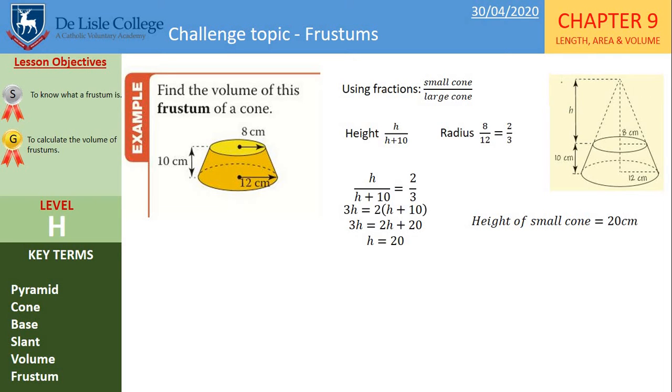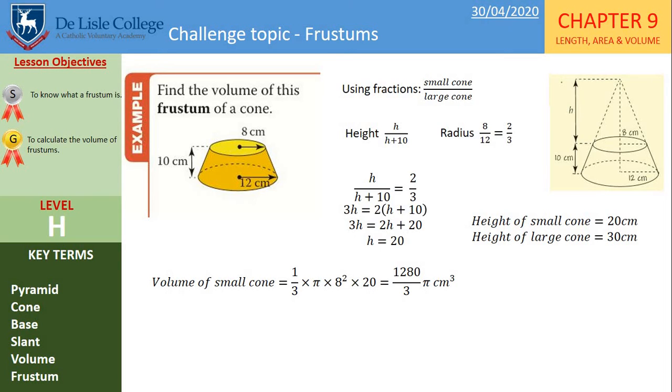So that tells us the height of the small cone is 20 centimetres, and the height of the large cone is going to be 30 centimetres. We know that because we're going to add on that 10 centimetres, which was the height of the frustum. So now we have all the values required to be able to work out the volume.